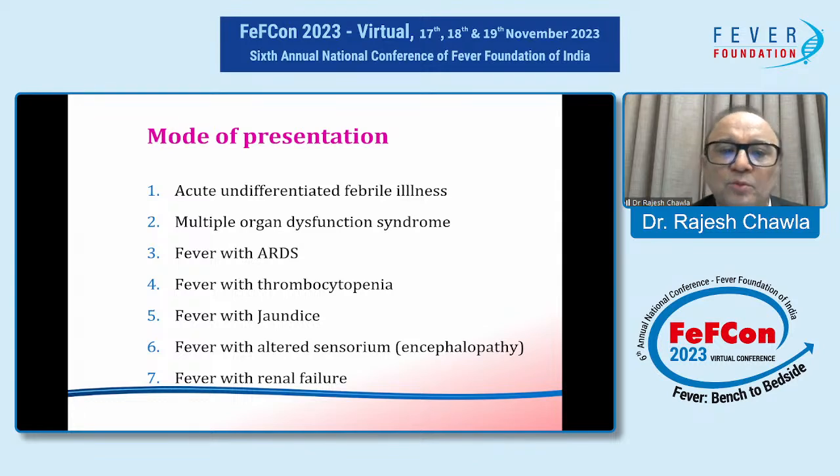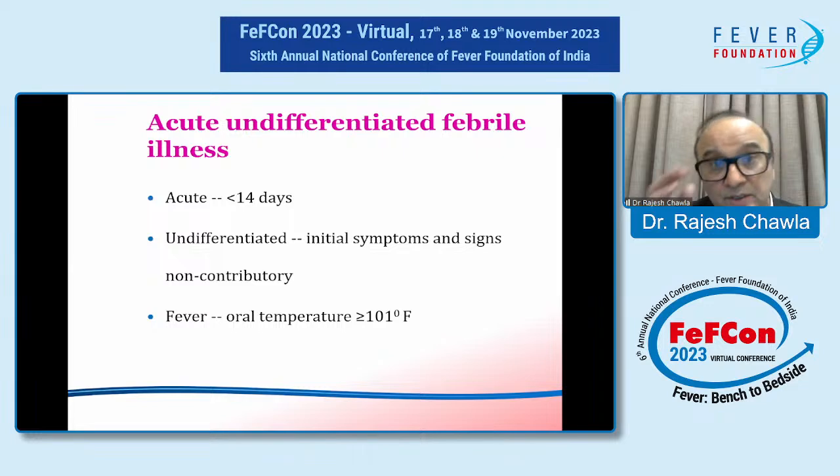Multi-organ dysfunction syndrome, fever with ARDS, fever with thrombocytopenia, fever with jaundice, fever with altered sensorium or encephalopathy, and fever with renal failure. So when you, by history and examination, can narrow down to one of these syndromes, then investigating and proceeding becomes easier, and starting empirical treatment also becomes easier.